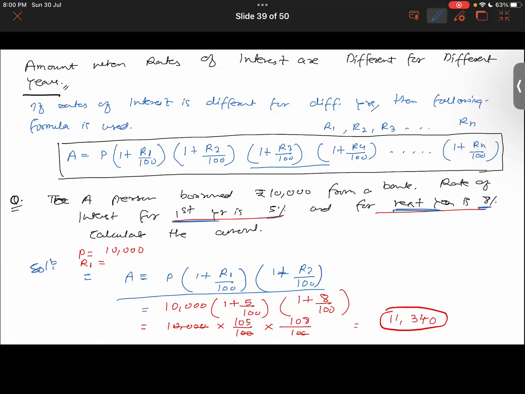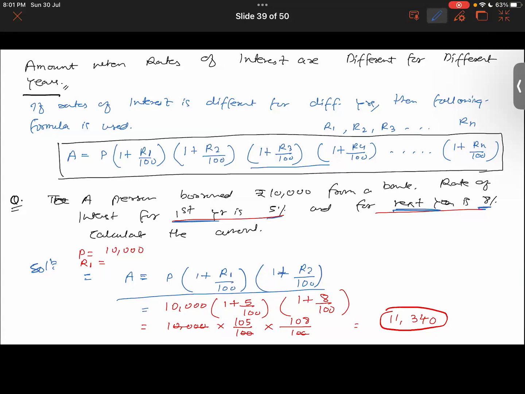And by the way, what are the applications of compound interest in daily life? Can you quote some examples of the applications of compound interest? Where do we use it? Sir, GST and VAT. Okay, that is a particular area where it is used.